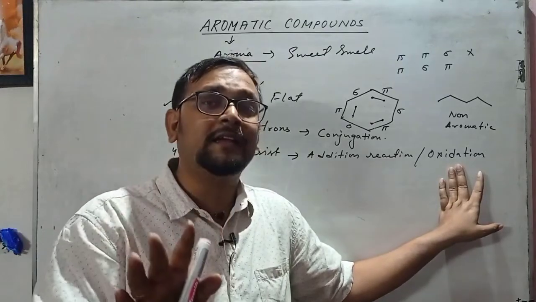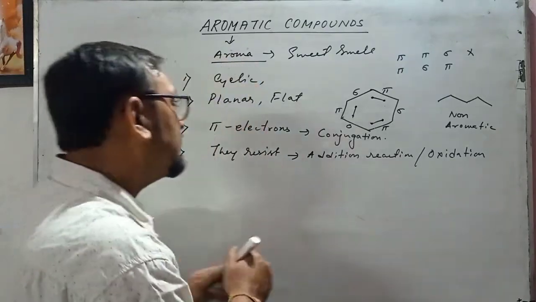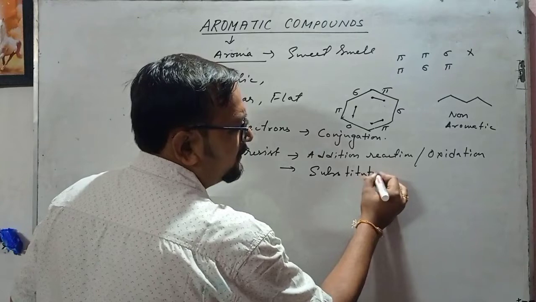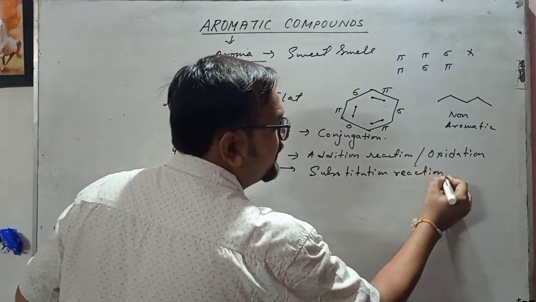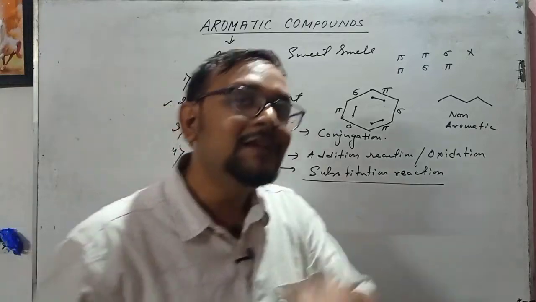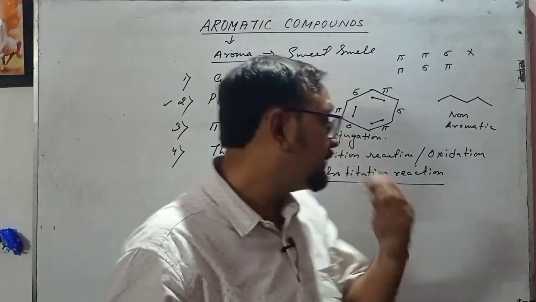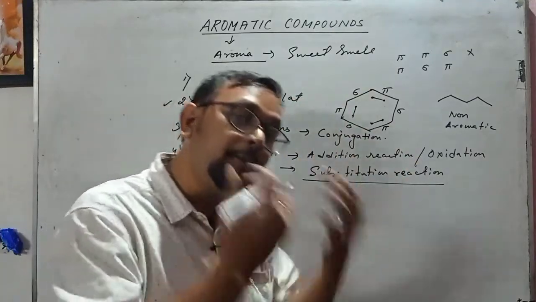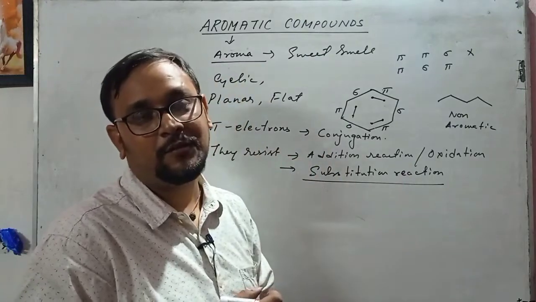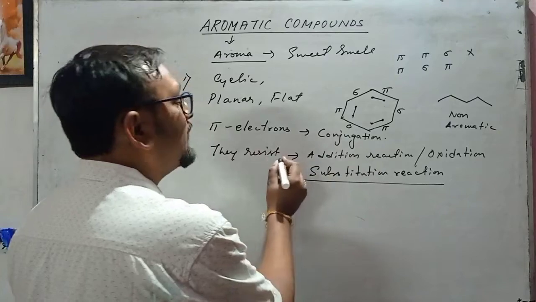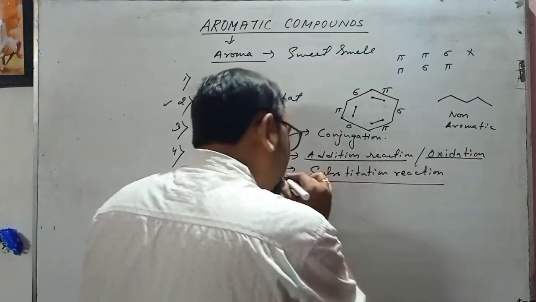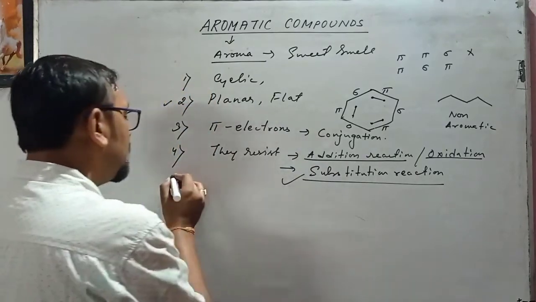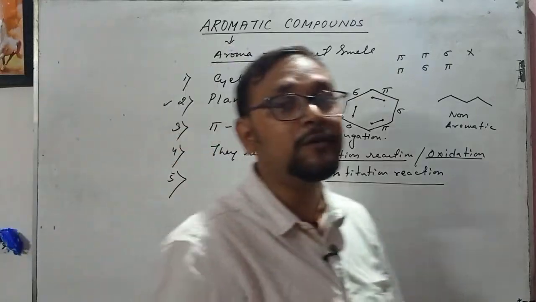They will not behave like an unsaturated compound. Instead, they will show substitution reaction. Now you know very well that substitution reaction is a property of saturated compounds. But here the aromatic compound, with pi electrons and double bonds, shows substitution reaction. So this is very interesting, right? They will resist addition reaction or oxidation, and they will undergo substitution reaction. Clear, all of you?